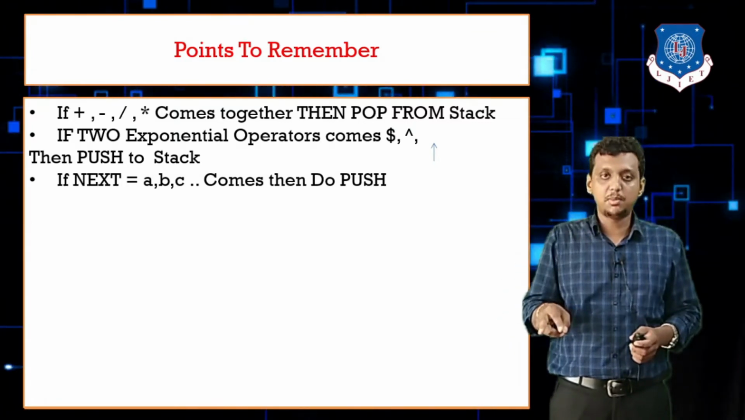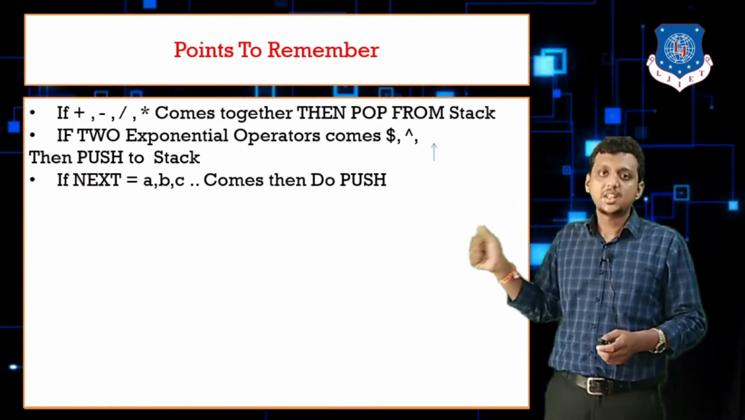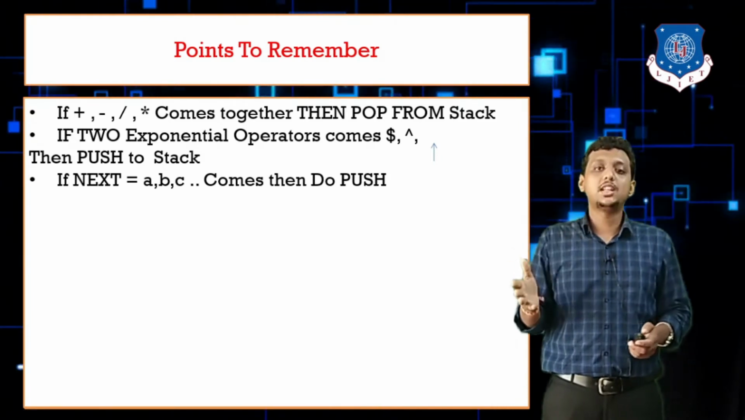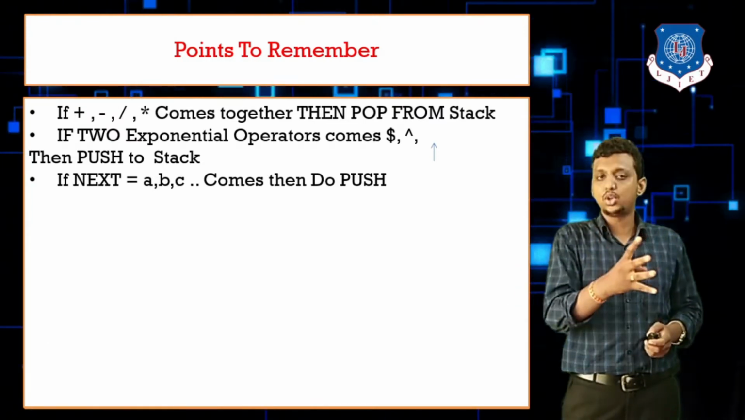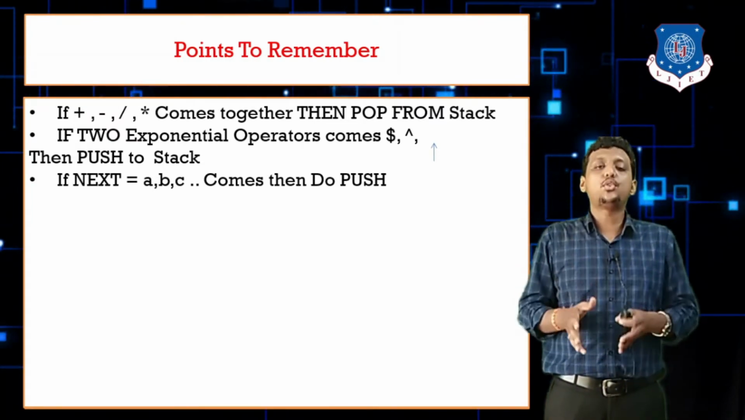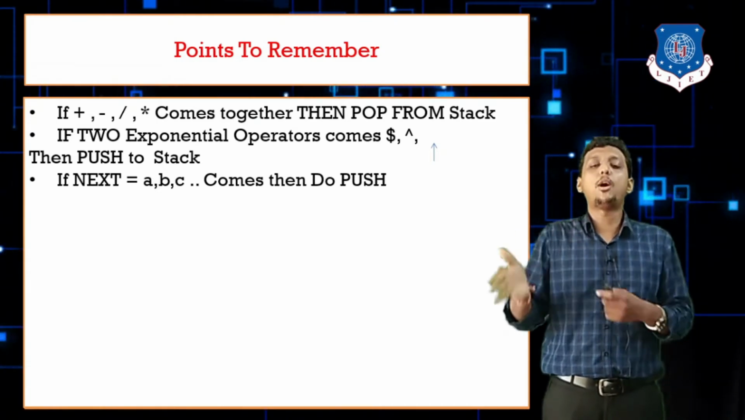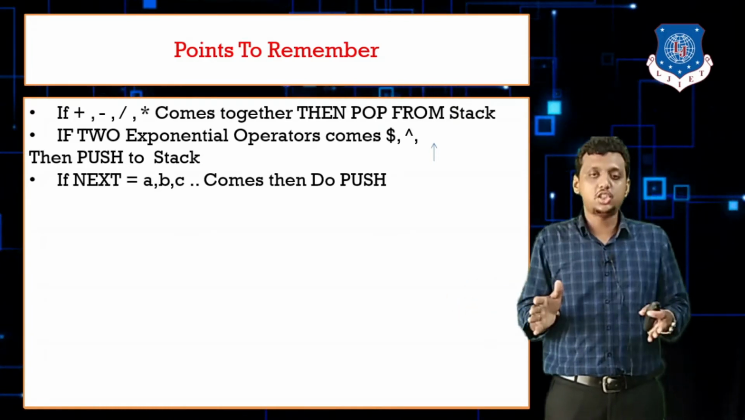Check out the precedence table. The precedence of plus outside the stack is 1, inside the stack is 2. The precedence of division and star outside the stack is 3, inside the stack is 4. So what is our rule? If f of next is less than g of s of top, then you need to pop, else just push. So obviously nothing changes here.